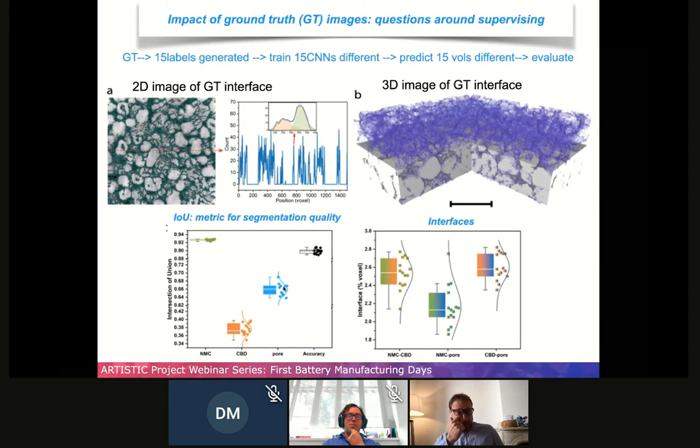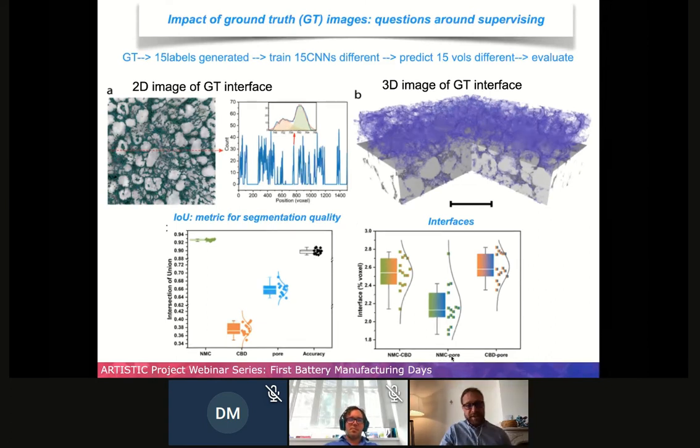We focus on the interface as well, the interface between the three phases, and it's relatively obvious, but we also have an influence of the CBD on the distribution of the interface. This is the interface in terms of percentage of voxels, and we see that the interface between CBD and NMC is relatively broad, and is less broad, and the value is lower, for the NMC and pores.